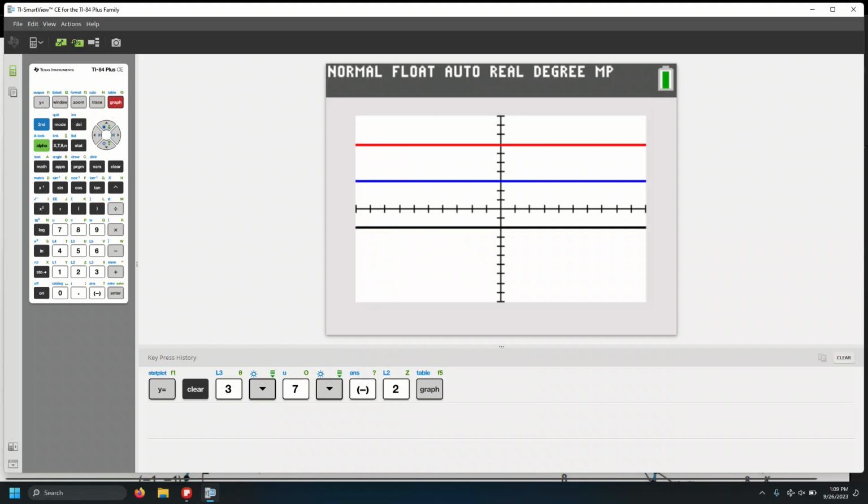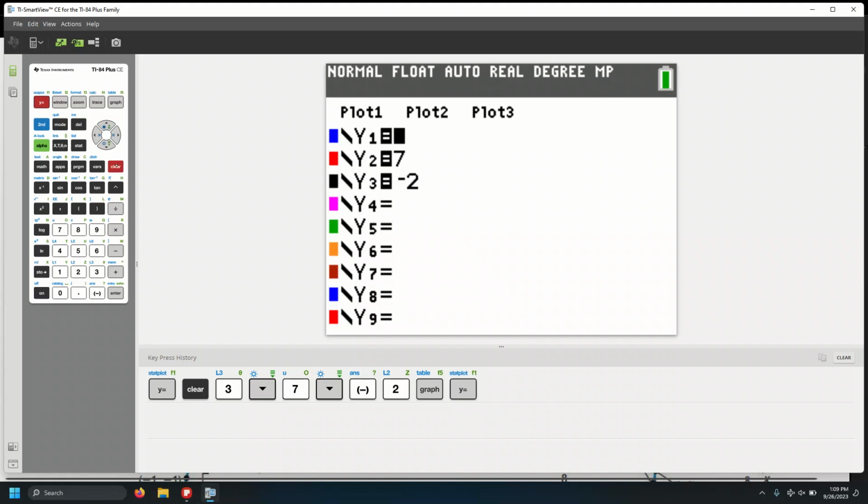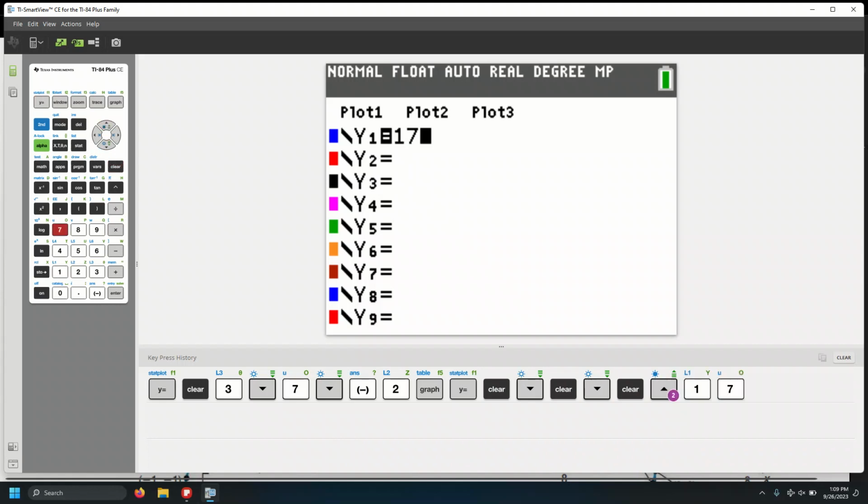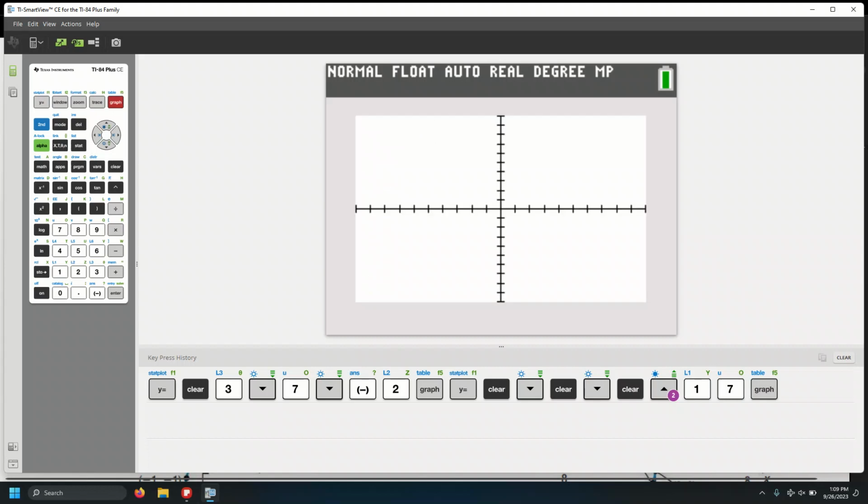So for instance, let me clear this. Okay, clear, and clear. Well, for instance, you want to see y equals 17. If we click graph, we won't be able to see it, and the reason for this is because our window is -10 to +10 in the x-axis and -10 to +10 along the y-axis. So 17 is not there.